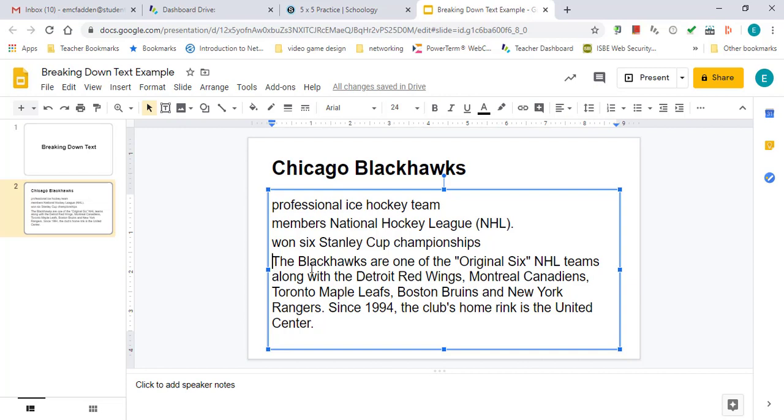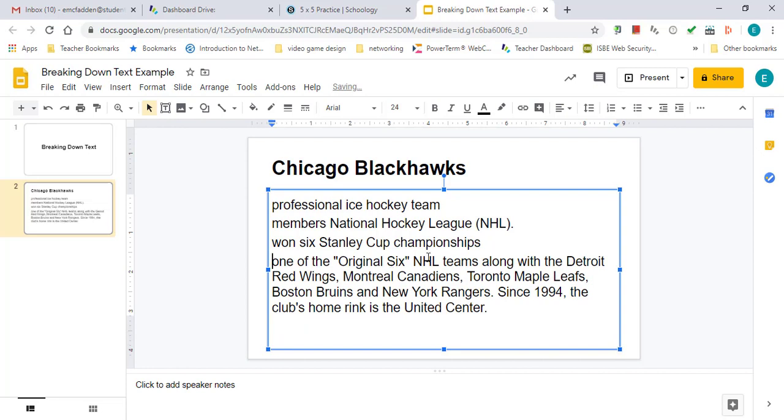The Blackhawks are one of the original 6 NHL teams, along with the Detroit Red Wings, Montreal Canadiens, Toronto Maple Leafs, Boston Bruins, and New York Rangers. Well, again, we already know it's about the Blackhawks, so I'm going to get rid of that. Delete. Original 6 NHL team. I'm going to get rid of all these other teams because that's not really central to what we're talking about here, to mention all these other teams. I'm going to go ahead and get rid of those.